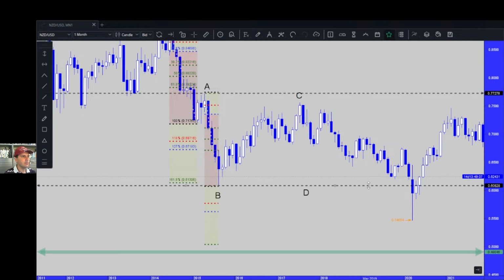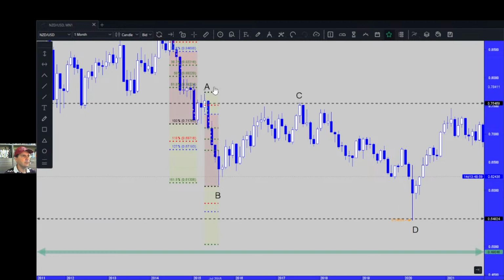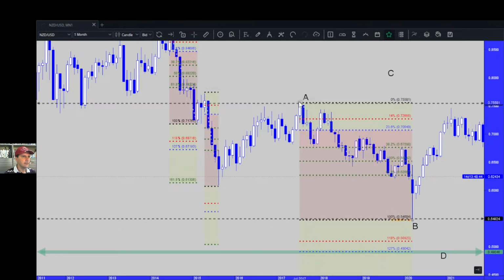And down in here the market closed a candle, this is a low, so this is going to be our D. And again, horizontal line, A goes to C, and B goes to D. There you go.